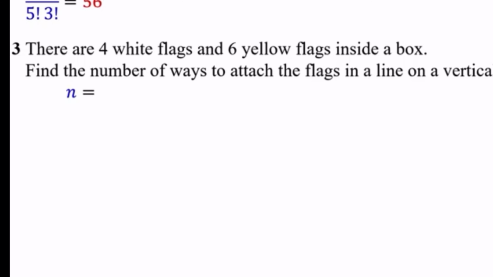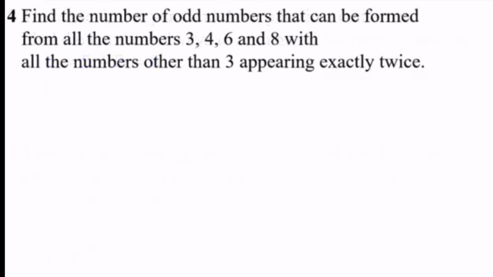Let's see number 3. There are 4 white flags and 6 yellow flags inside a box. Find the number of ways to attach the flags in a line on a vertical. So N is 10, 4 plus 6. Because they are identical flags in terms of color, four white and six yellow, we need to divide by the number of identical objects. So the answer is 10 factorial divided by 4 factorial divided by 6 factorial. So the answer is 210. Alright, so it's quite simple, but be careful, there are always identical objects that you need to divide. Okay, let's proceed to the next question.